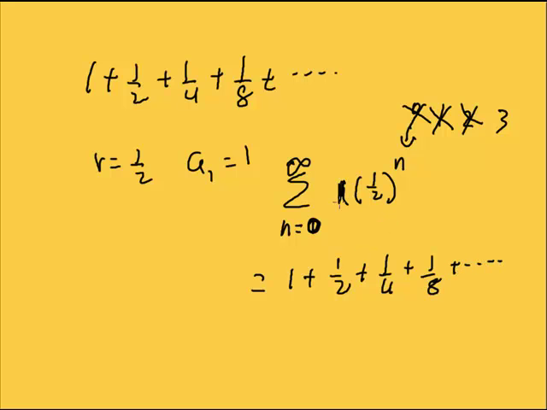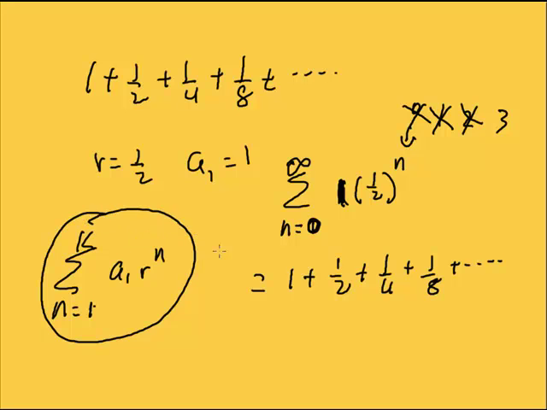So you can write it like this, with n going from some number, we can start at 1 or 0, it doesn't matter, to some number, we call that k, of a sub 1 r to the n. And that's our little formula. It just means to expand.